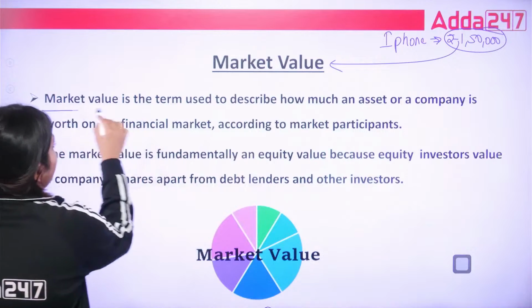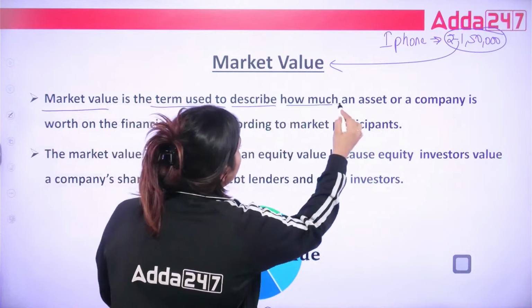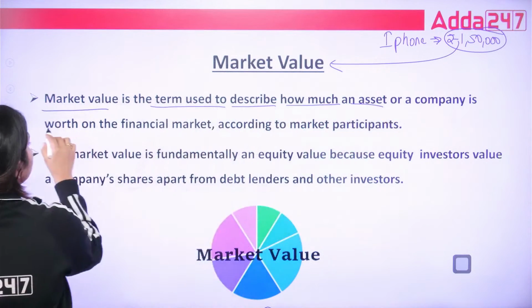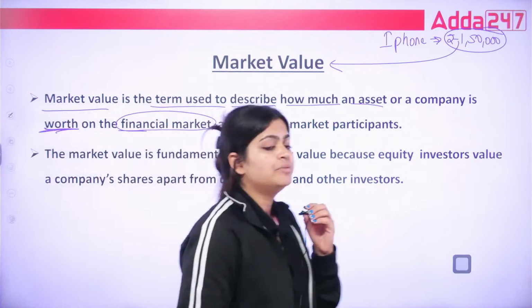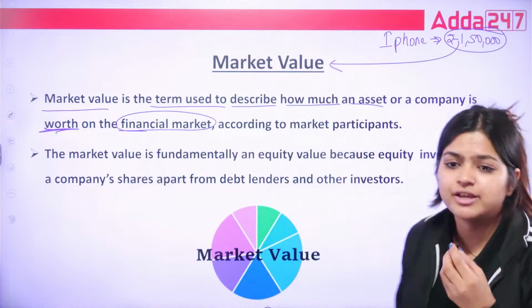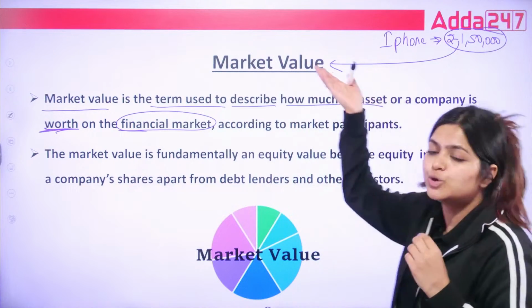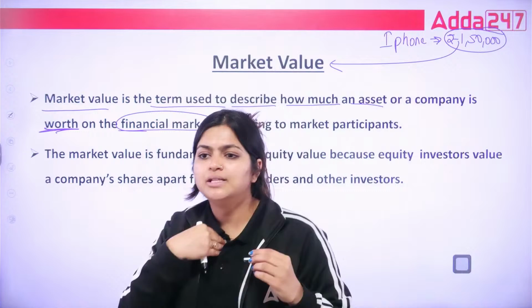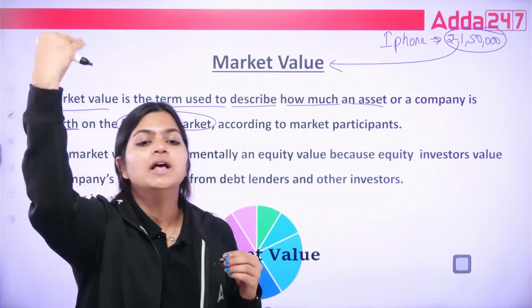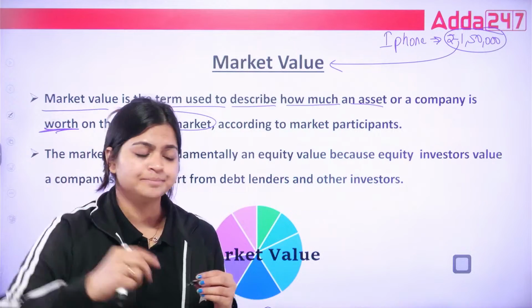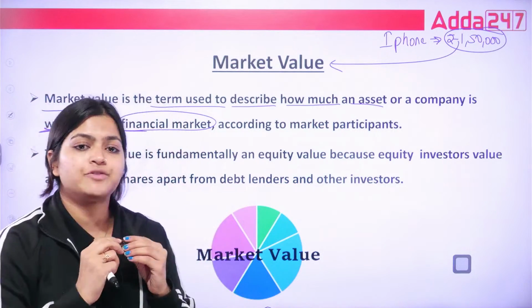Now, market value is the term used to describe how much an asset or company is worth on the financial market according to the market participants. Basically, you can say we are using the demand and supply rule here. As a customer, how much am I ready to pay, and as a seller, how much are they ready to sell it for. That is what market value is.